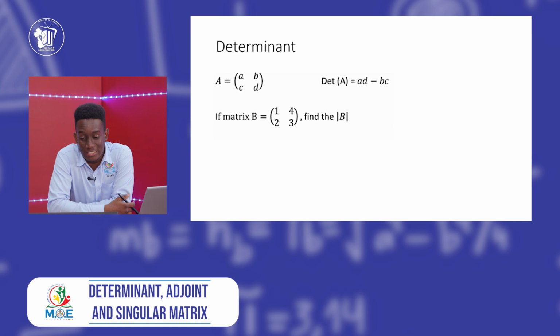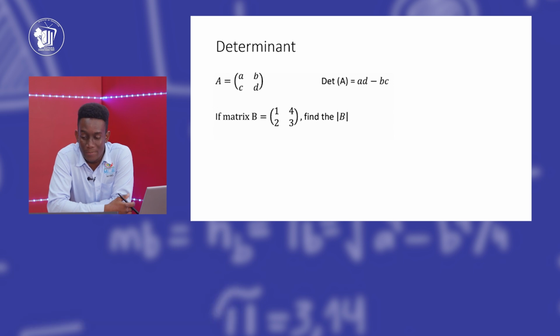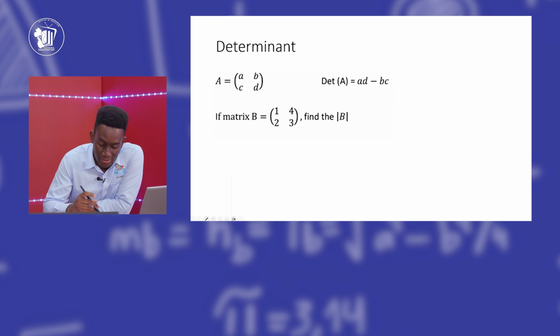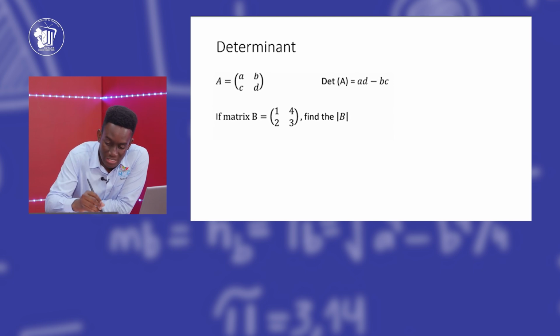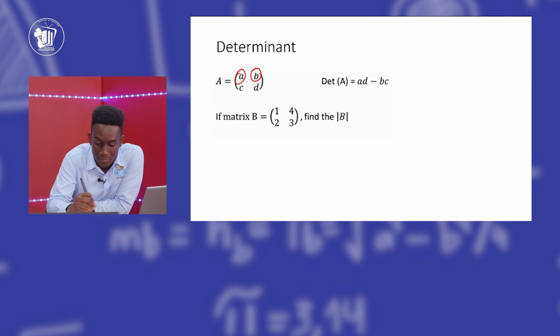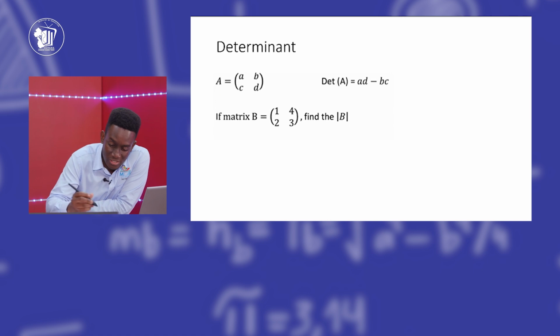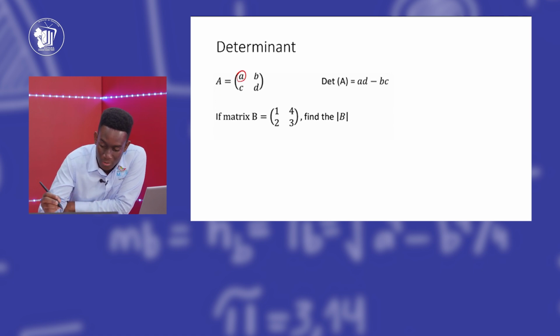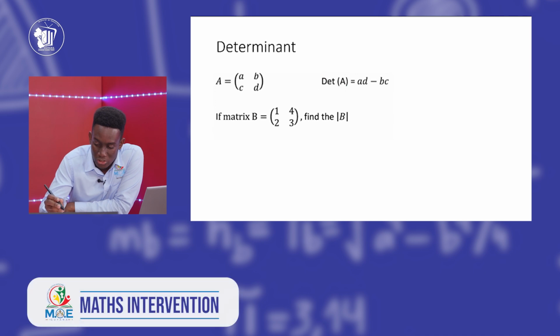So the determinant is calculated using the formula AD minus BC. Let's say we had a matrix A with elements A, B, C, and D. These are the positions in which these elements should be: A first, followed by B, followed by C, followed by D. So the determinant of this matrix A would be whatever number is at A multiplied by the number at D, subtract B multiplied by C. As simple as that.